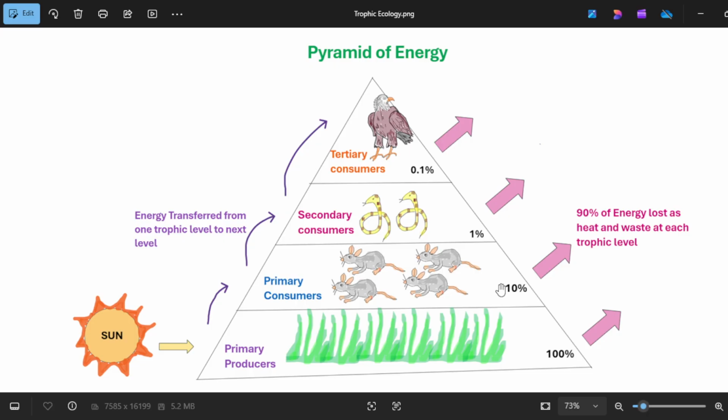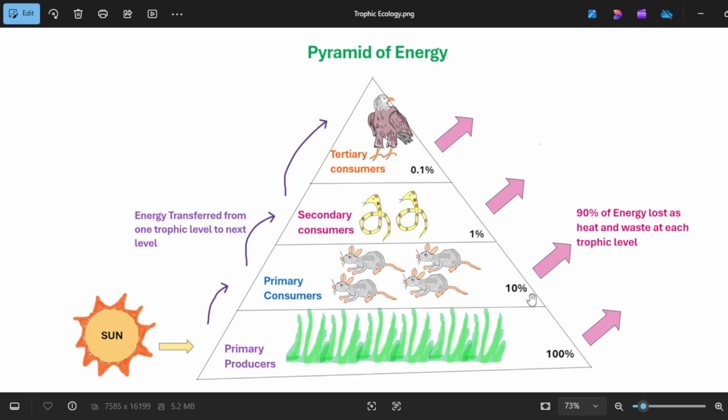In case the whole 100% was passed from this level to this level to this level, imagine how many rats there will be, how many snakes, how many eagles. There will be an unlimited number of eagles and snakes. So nothing will be under check. In order to keep everything in check, this is how nature has designed it.